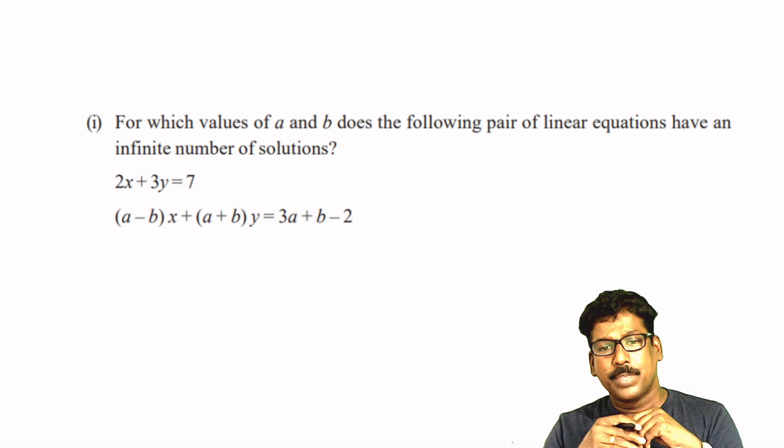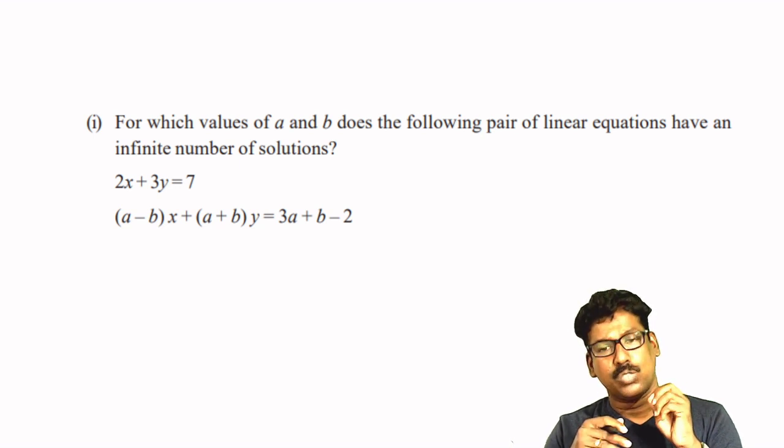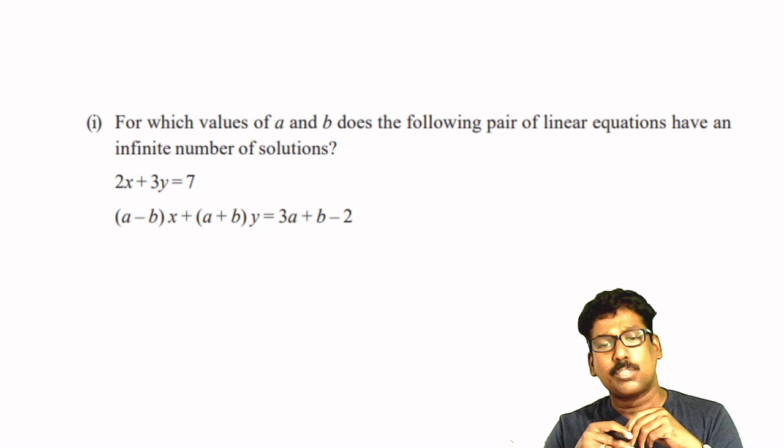The question is, for which values of a and b does the following pair of linear equations have an infinite number of solutions? The equations are 2x plus 3y is equal to 7, and (a minus b) x plus (a plus b) y is equal to 3a plus b minus 2.